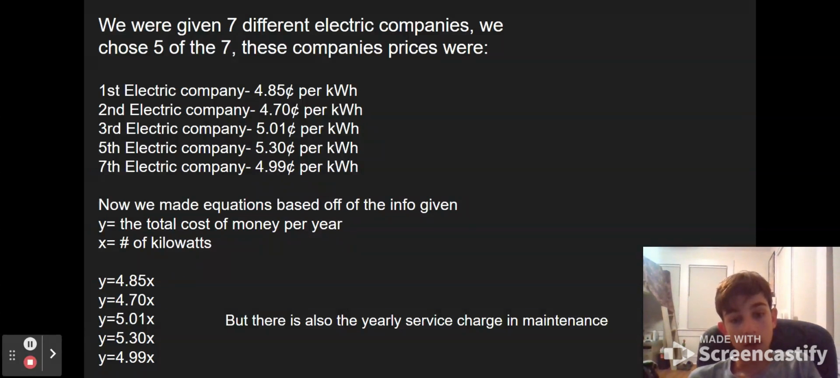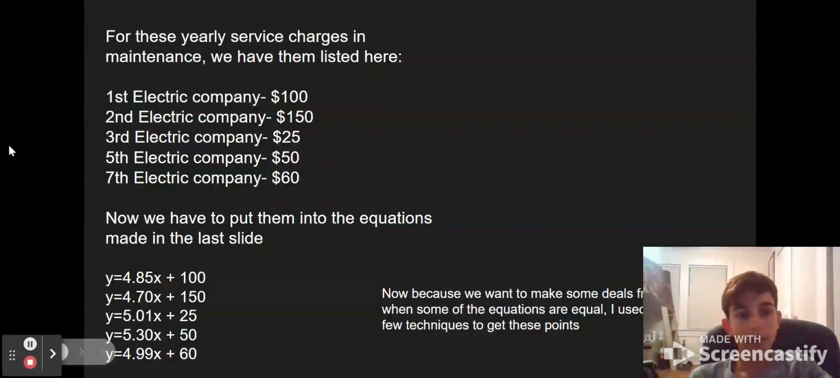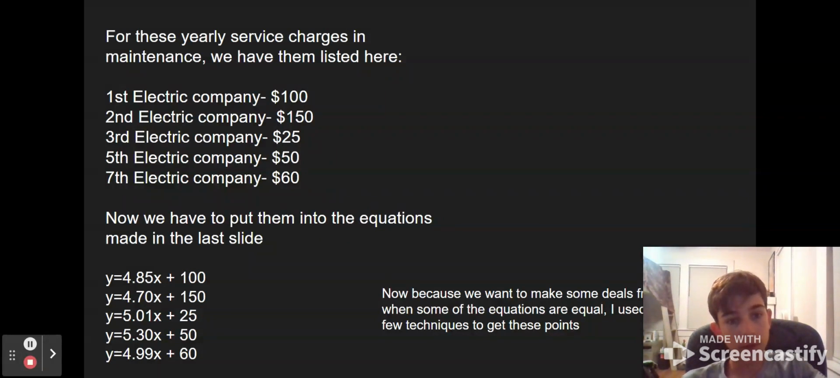There's also the yearly service charge and maintenance. And for this, we have them listed here. We have the first electric company, which is $100 per year. We have the second electric company, which was $150 per year. We have the third electric company, which is $25 per year. We have the fifth electric company, which is $50 per year, and the seventh electric company, which is $60 per year.